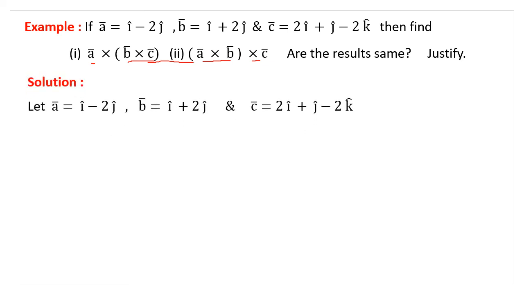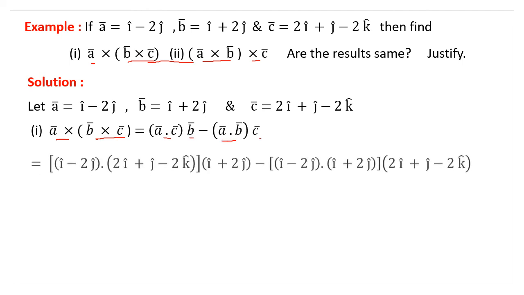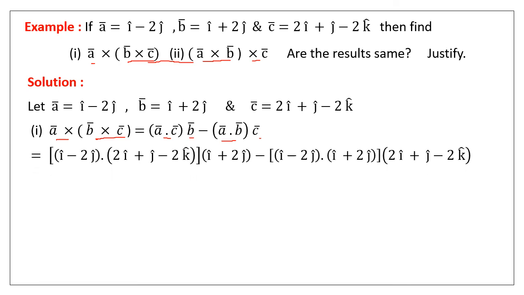Solution. Write down the vectors A bar, B bar, C bar. Then consider the first expression, A bar cross (B bar cross C bar). By using the definition, we write it by the back cab rule, that is (A bar dot C bar) into B bar minus (A bar dot B bar) into C bar. Write down A bar, B bar, C bar here student. Now A bar dot C bar gives us a scalar quantity into B bar minus, again here A bar dot B bar gives us a scalar quantity into C bar.